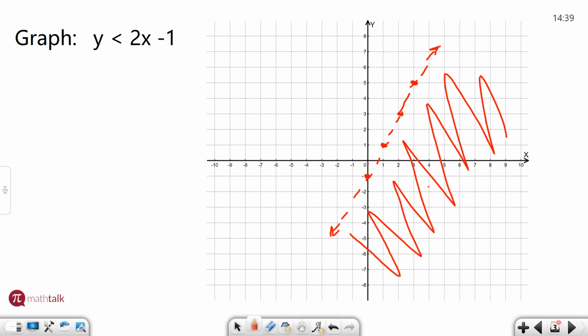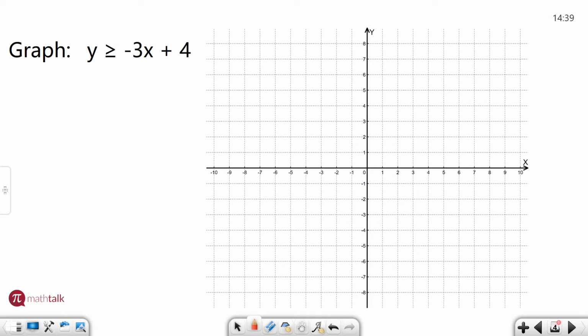What that means is any value that is over in this area below that line is a solution to my inequality. So you could pick any random x value along this shaded area, plug it in, and you would get the y value being less than the function there. So let's take a look at another example here.